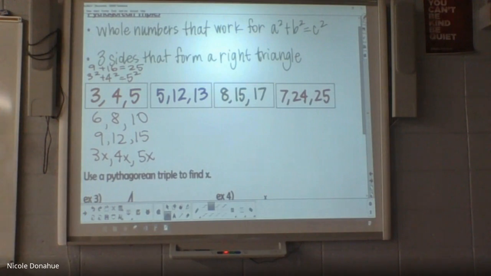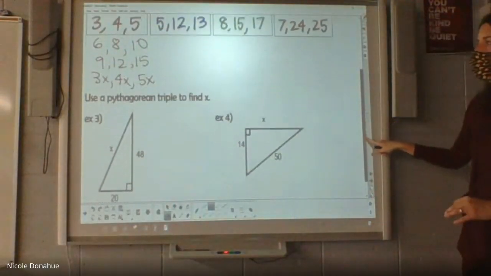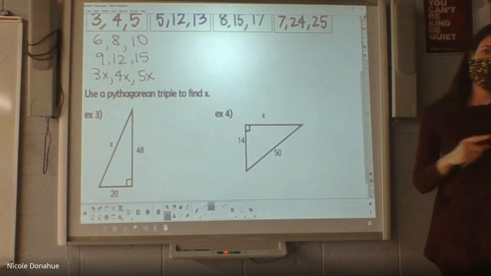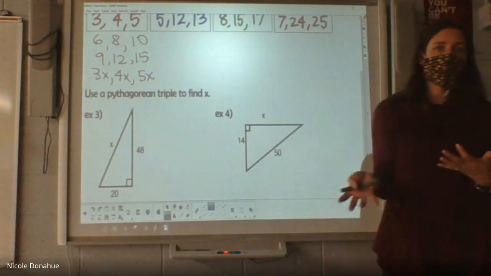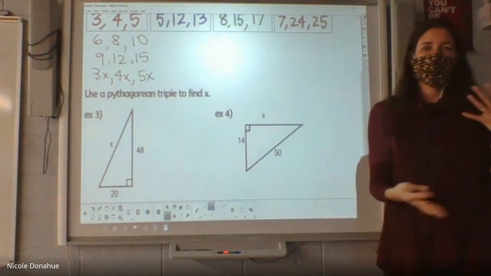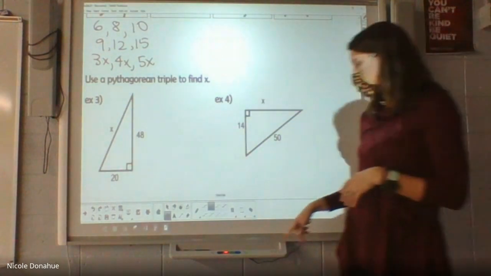If you look at the next couple of problems, it says, use the Pythagorean triple to find the value of x. So if you look at this, I have 20 and 48. I don't know the third side. Now I could do the Pythagorean theorem, a squared plus b squared equals c squared, to find my x. That could work just fine. However, I can notice that this is a Pythagorean triple. Maybe we can avoid doing some Pythagorean theorem and not have to use our calculator quite as much.